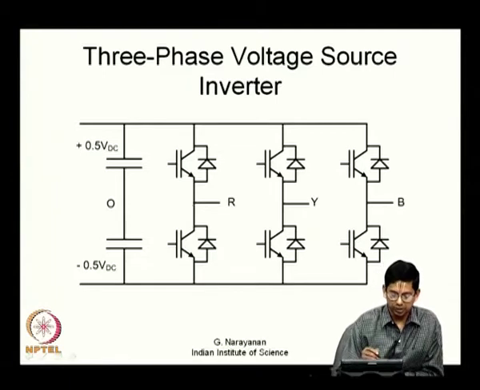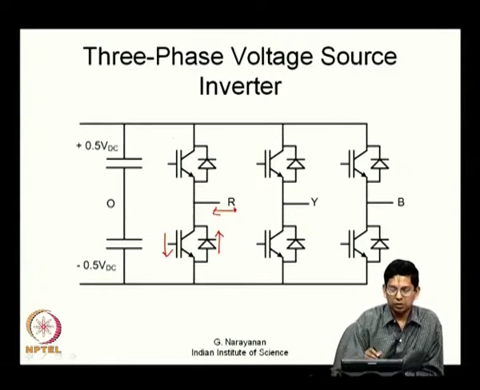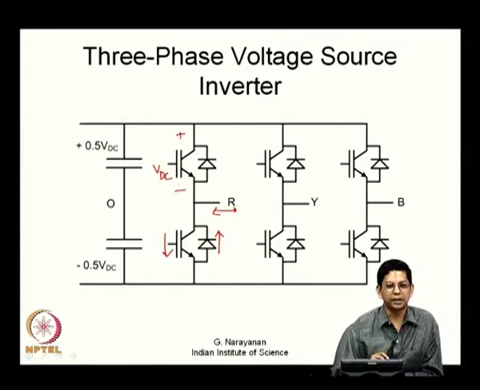So, this, for example, can conduct in both the directions. If the bottom transistor is on, this can conduct either in this direction, the transistor will conduct in this direction, or the diode will conduct in this direction, depending on the direction of your load current here, whether it flows this way or that way. And the top transistor, if it is off, will be blocking the DC bus voltage with such polarity as indicated here. The same thing applies to the other legs too.